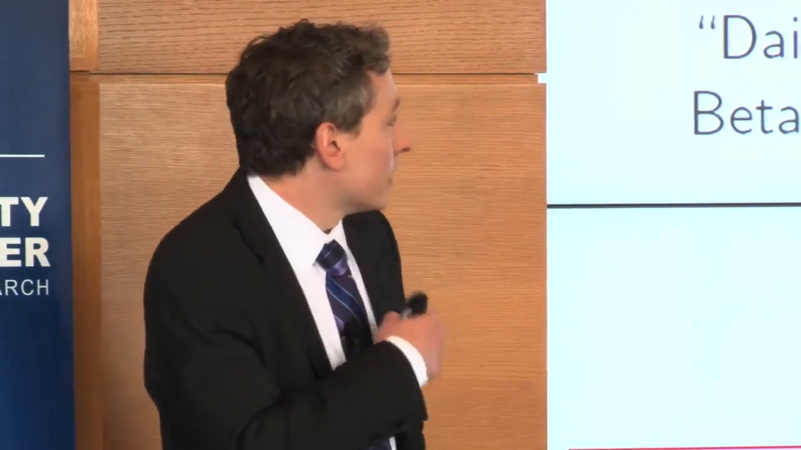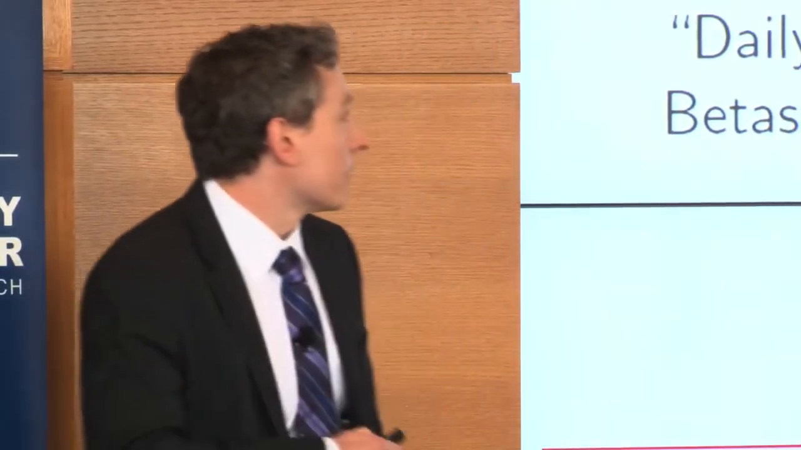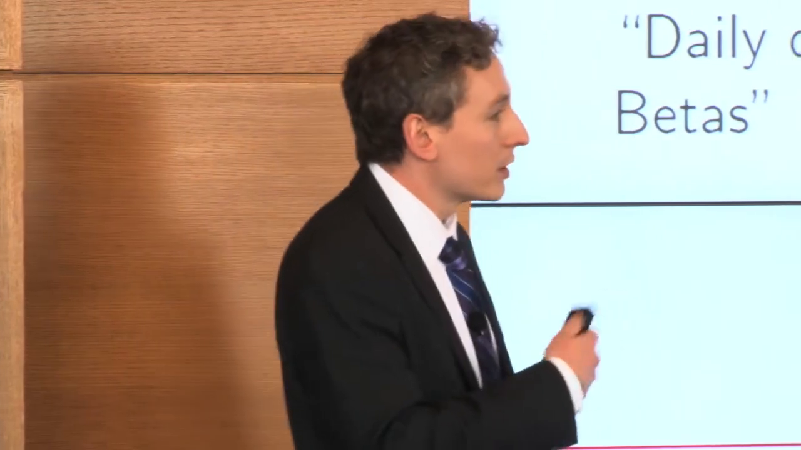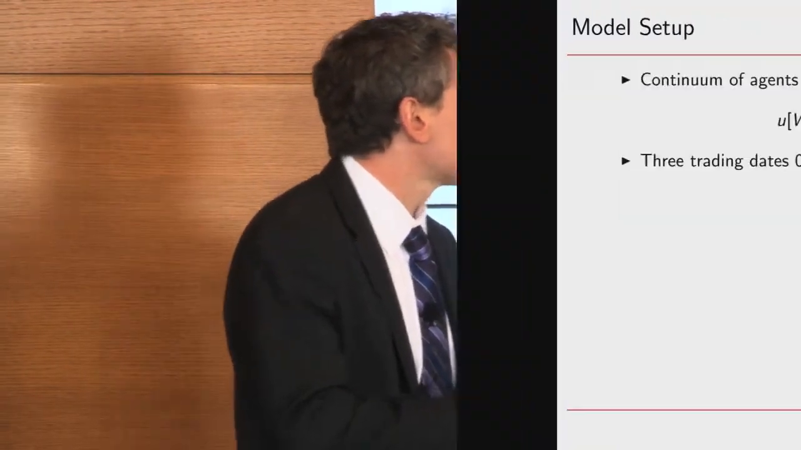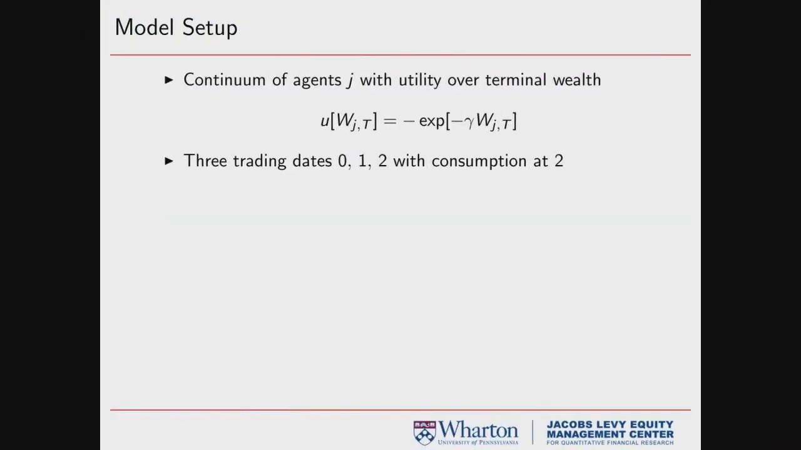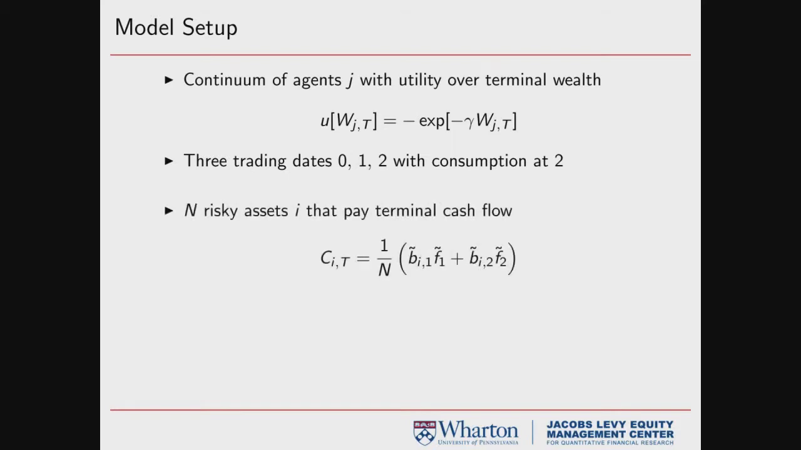This model is based on some earlier work with a different set of co-authors, where we look at returns across different frequencies. In this model, we have investors with just terminal exponential utility over wealth, and there are 3 dates, 0, 1, and 2, and investors are going to consume their terminal wealth at date 2. We're going to have risky assets, and they're going to pay a cash flow at the terminal period that's described by this stochastic process.